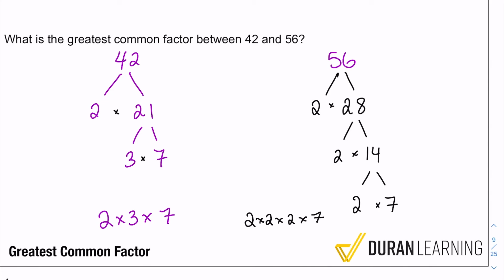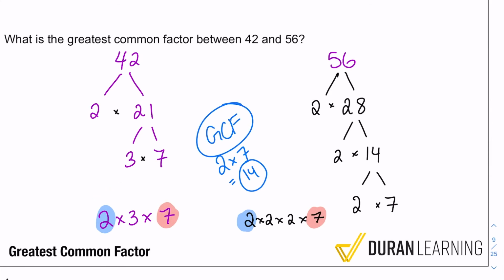Why is that helpful? Simply put, we have a 2 in common here, and we also have a 7 in common there. So we can bring the 2 and the 7 together, and 2 times 7 is 14. So for the GCF, you just grab the factors that they have in common, those prime factors, those smallest factors, bring them together, and that's going to give you the GCF. So that's another way to solve it.